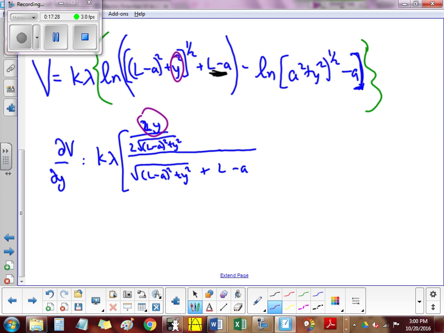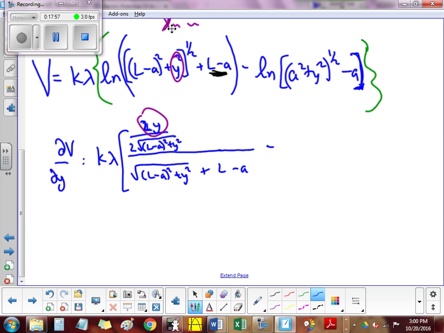Okay, so that was just basically the rule of ln u. The top here is u prime. This whole numerator is u prime, and this is just u. So I had to use the chain rule also to get u prime. Okay, so that's the top, minus, and then the second one.